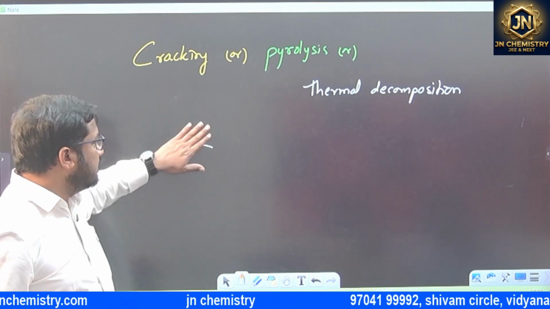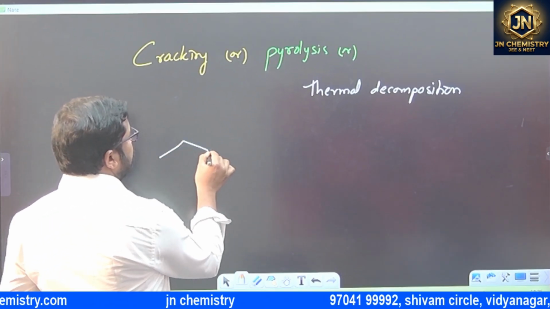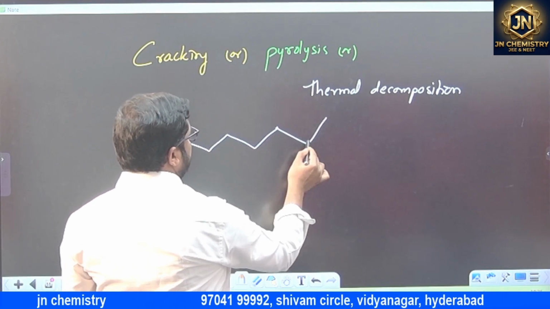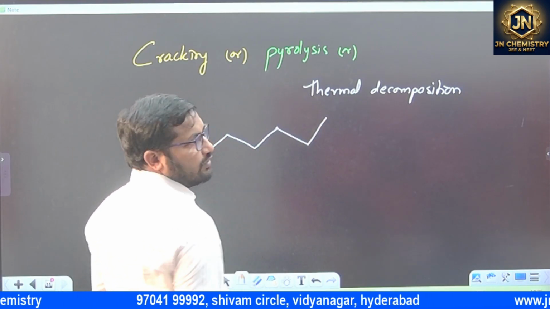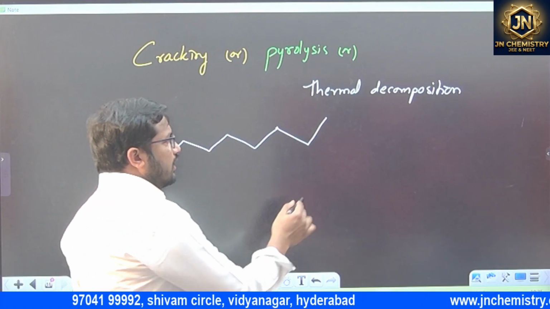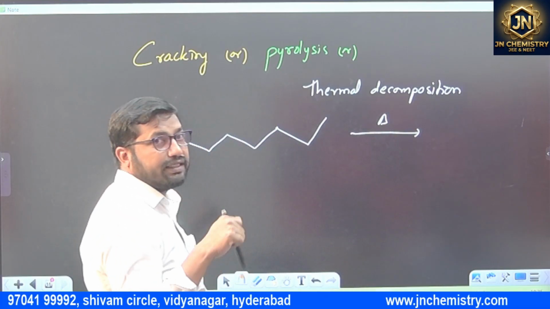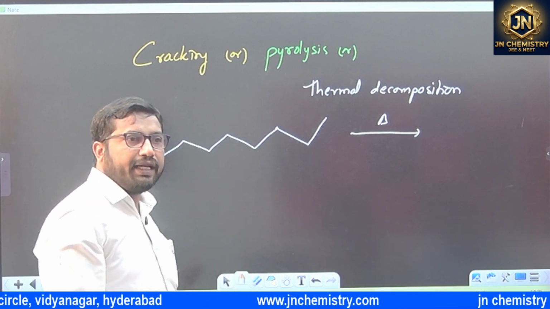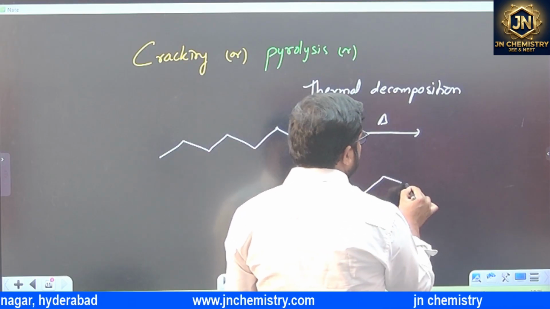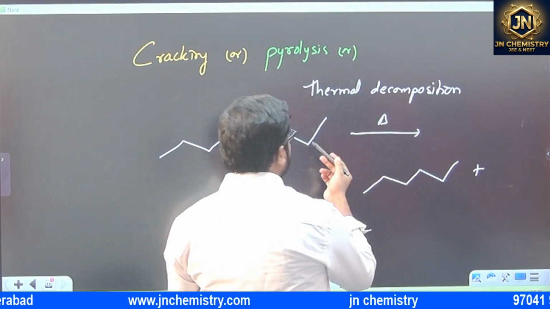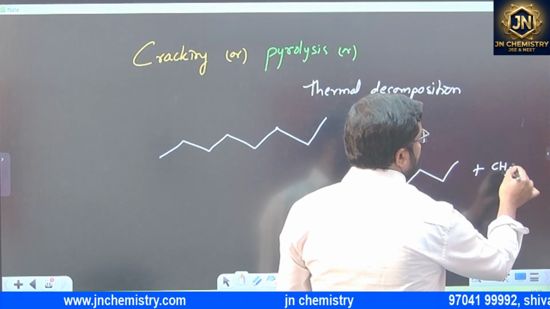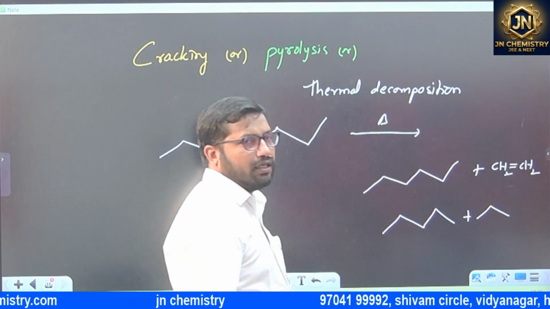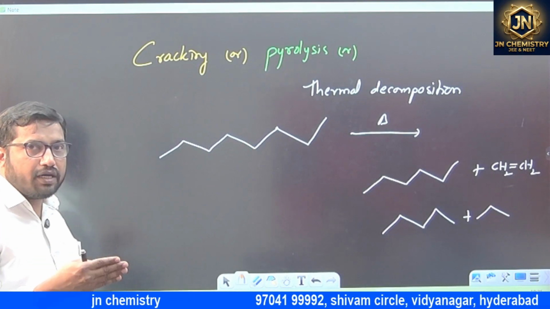Lower alkanes and alkenes. When we take a higher alkane, for example, 1, 2, 3, 4, 5, 6, 7, 8, octane, heating in the absence of air, because if air is there, a combustion reaction takes place. In the absence of air, what exactly happens? The product could be anything. Either it could be hexane plus ethene, plus hydrogen, like that, or pentane plus propane, anything. Any possibilities are there: lower alkanes and alkenes.